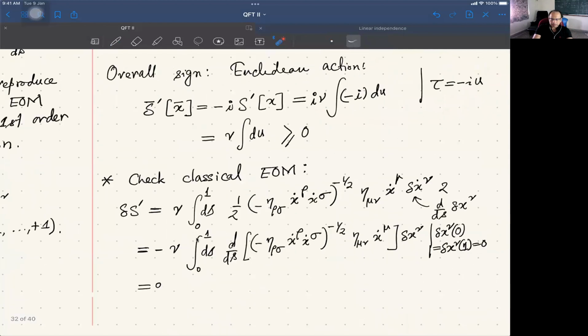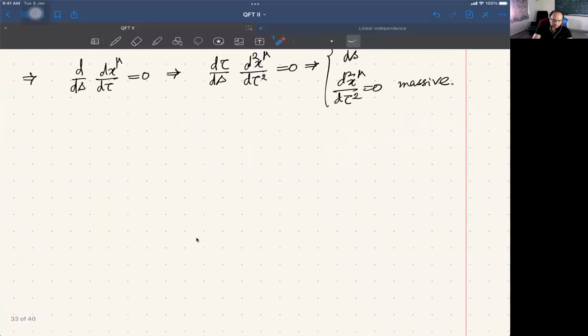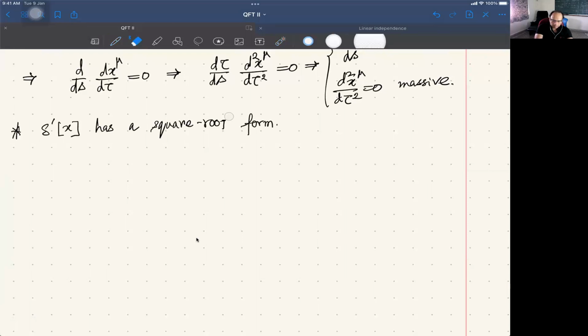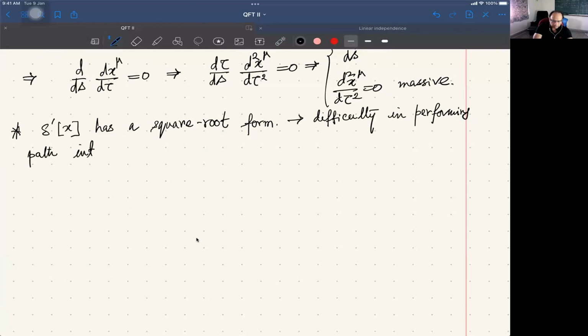So the question is that S'[x] has a square root form. This can pose difficulty in performing path integral using this action.